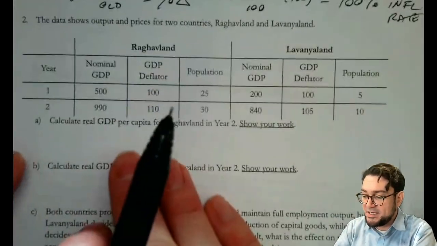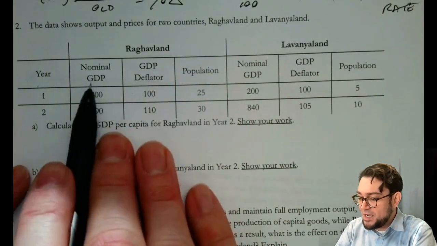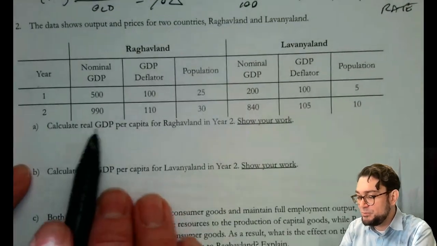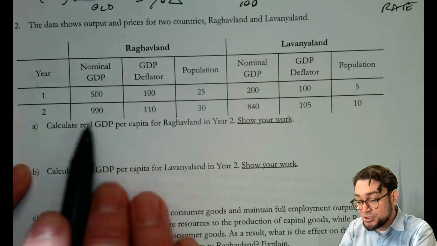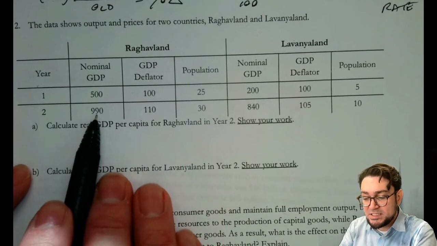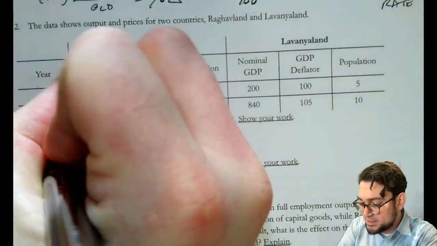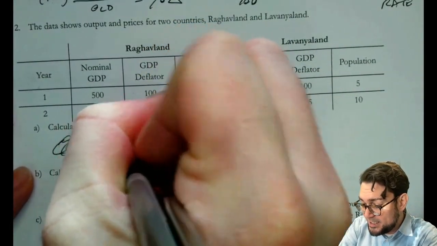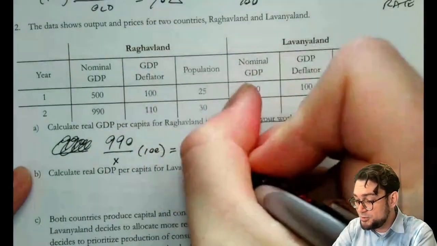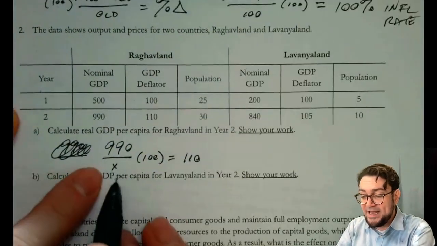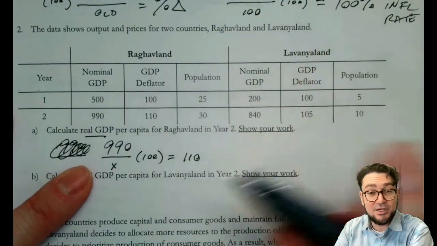Now it gives us a second data table. The data shows output and prices for two countries, Roggevland and Lavagnaland. We have nominal GDP, deflator, and population. Calculate real GDP per capita for Roggevland in year 2, show your work. So to get year 2's real GDP per capita, we have to adjust this 990 using the deflator. We know that 990, the nominal, over the real times 100 is going to equal 110. So that X value is going to be our real GDP, and then we divide that by the population for that year, which is 30.